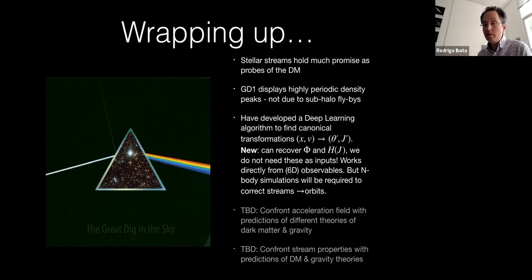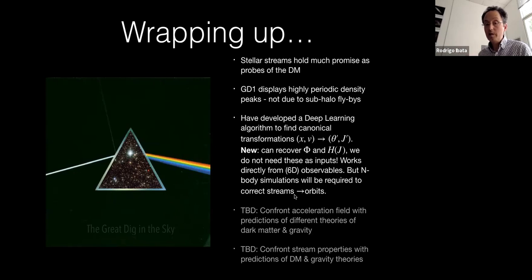What's new about this is that we haven't actually needed to give it either the potential or the Hamiltonian, but it figures it out for itself. It's set up to work with astrometric observables right now. But in order to actually get this to work on streams, we need to be able to provide the correction that allows you to go from a stream to an orbit.